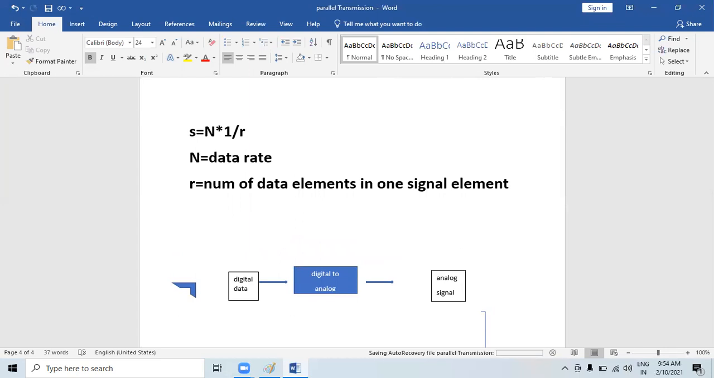The value of r in analog transmission is r = log2 L, where L is the type of signal element. Note, bit rate is equal to the number of bits per second, and baud rate is equal to the number of signal elements or symbols per second. In analog communication of digital data, bit rate is always greater than or equal to the baud rate.